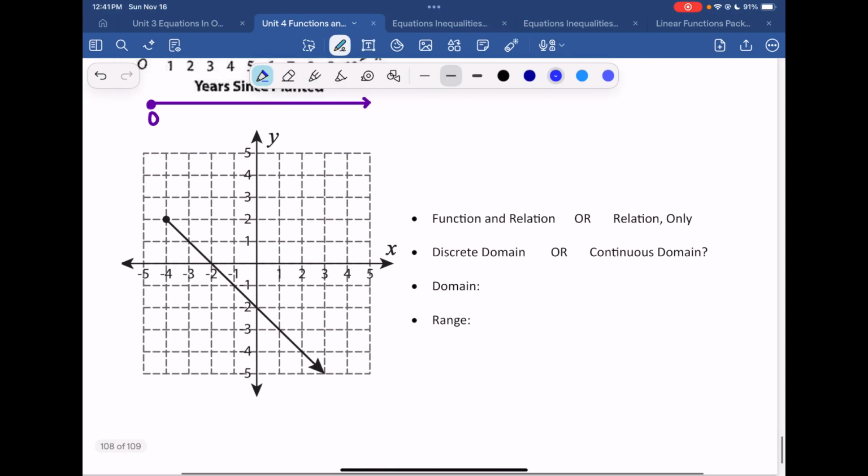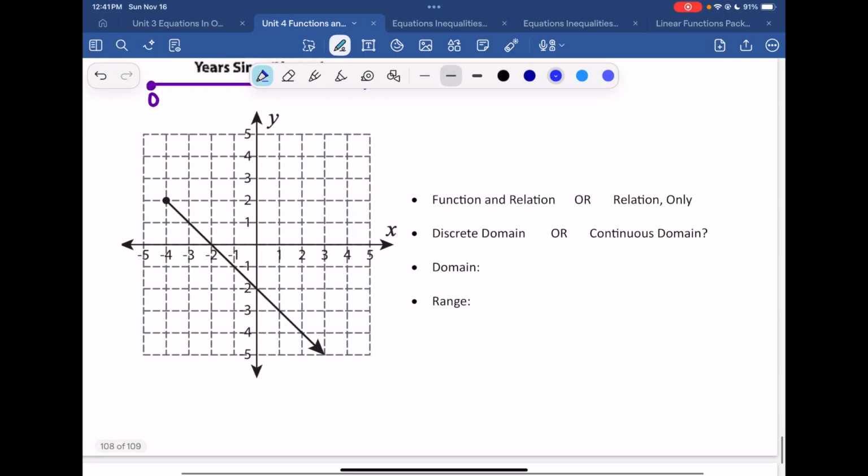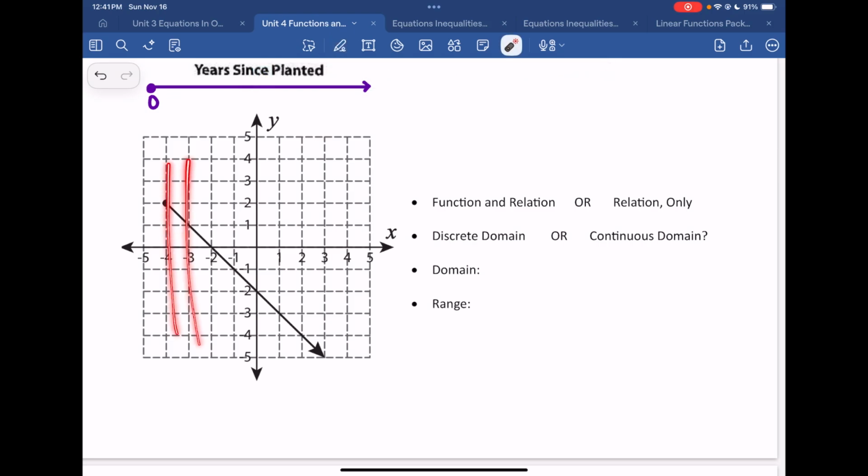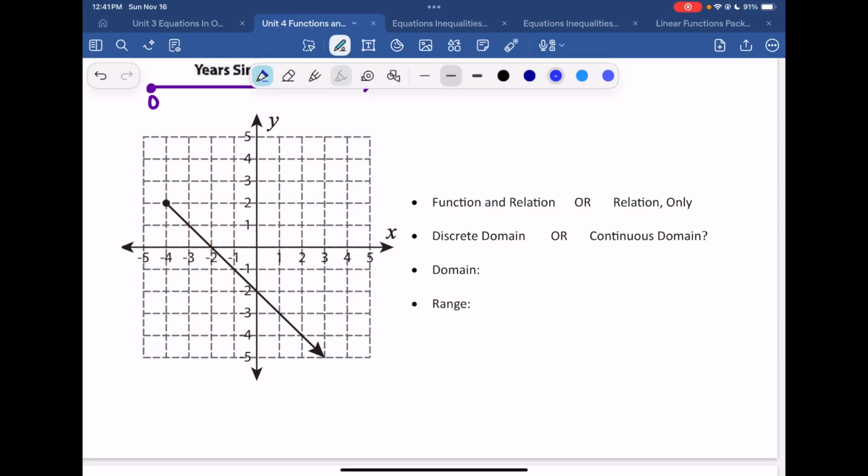Okay. Now, this one, similar. It has an end point and an arrow, but it's not real world. Okay, it is a function. If you do the vertical line test, it works. You know it's a line that's not vertical. So, what color should I pick? I'll do blue. Okay, so it's function and relation. It's connected. So even though we don't know what the context is, it's going to be continuous.